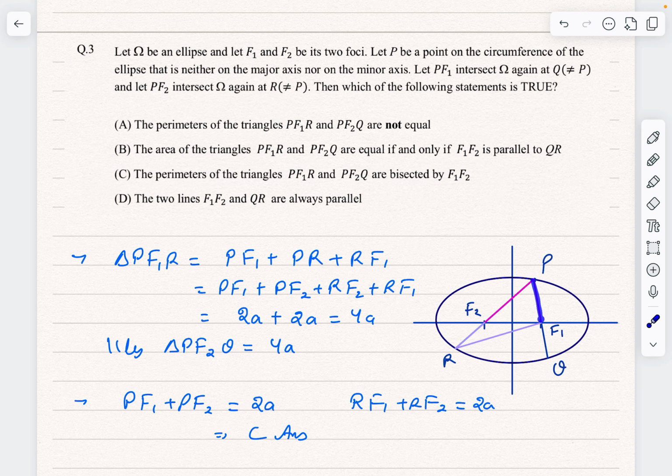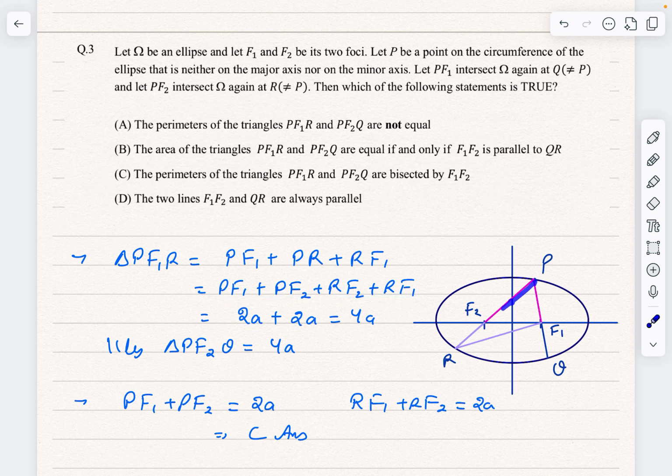it will be PF1 plus PR plus RF1. You see this PR we can break as PF2 plus RF2. So you get PF1 plus PF2 plus RF2 plus RF1. Now PF1 plus PF2 will be 2A. That is the definition of an ellipse: the sum of distances from any point to the foci is equal to the length of the major axis. So PF1 plus PF2 will be 2A, RF1 plus RF2 will be 2A. So you get a total of 4A.